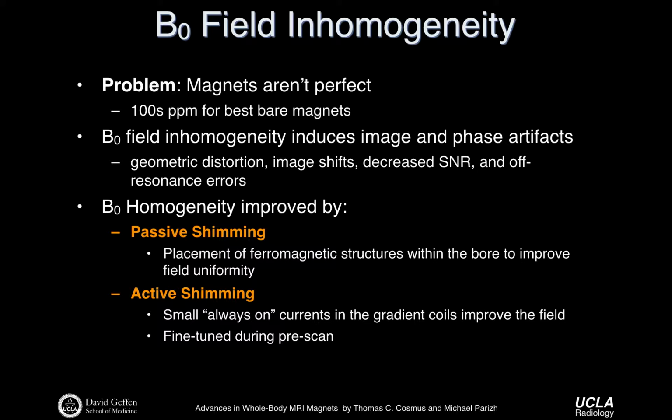These are small, always-on currents, meaning we tune them up if we need to, and tune them down if we need to. They're out in the periphery of the scanner a bit and help us improve the field and fine-tune during what we call pre-scan, on an exam-by-exam basis. In fact, anytime you want to, you can actively shift the field to improve it, or if you want, to make it worse.